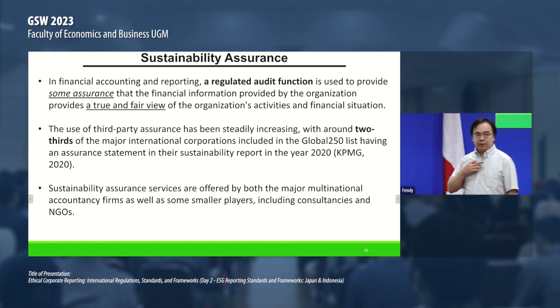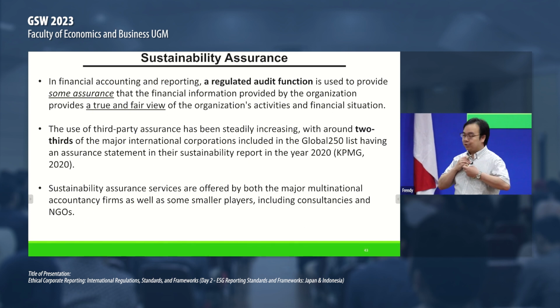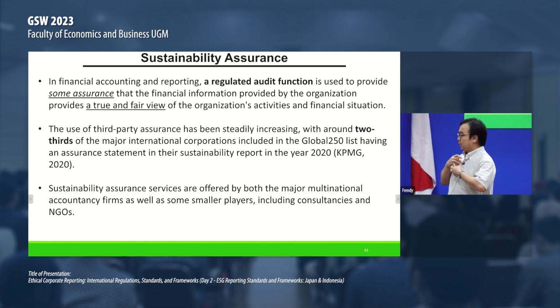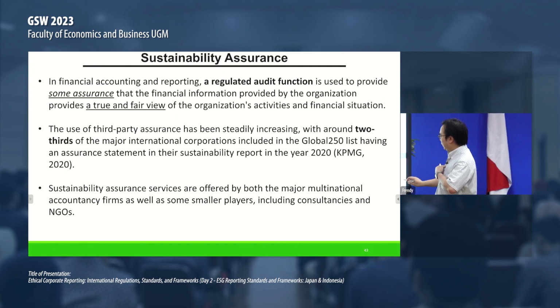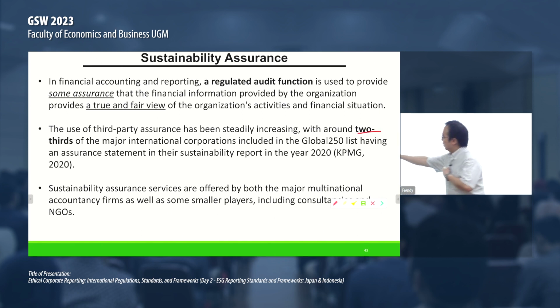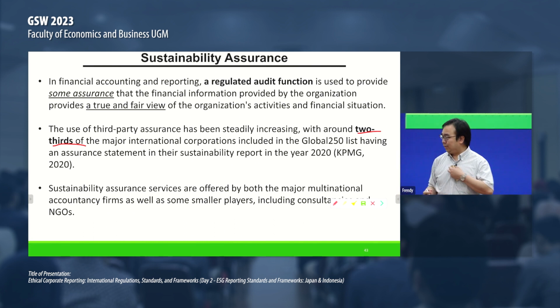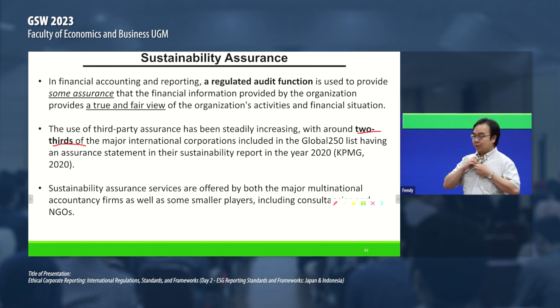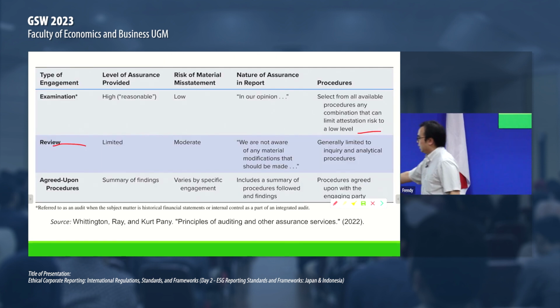So that's what you have to pay attention to. So this is the state of sustainability assurance for ESG reporting. These are the statistics. If we look at the global results, it's not bad, right? Two-thirds of major international companies have done some assurance on their sustainability reporting. So it's pretty good. But there's still some gap in the applications.